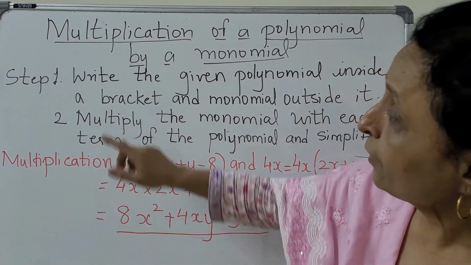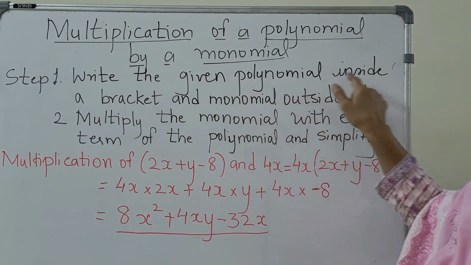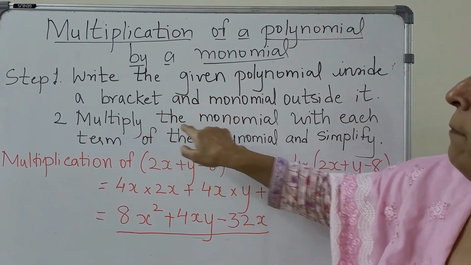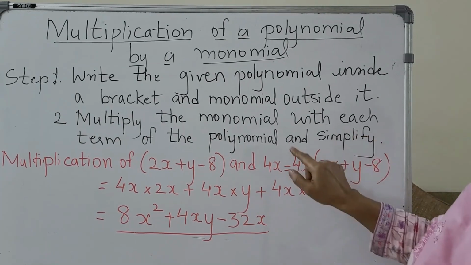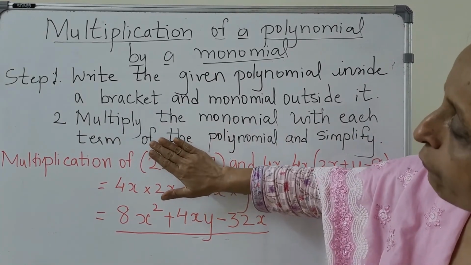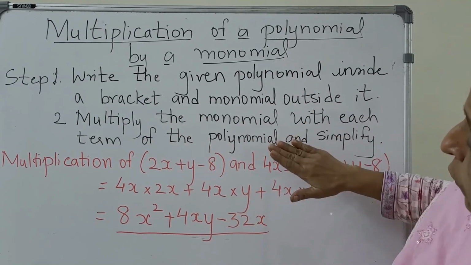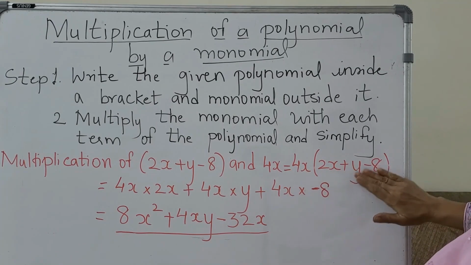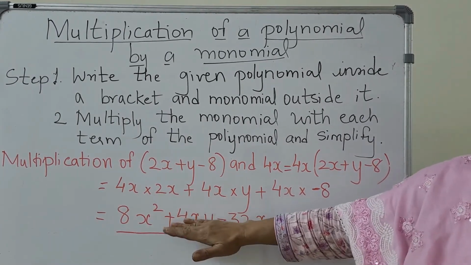So here you have to follow the steps: write the given polynomial inside the bracket and the monomial outside. Multiply the monomial with each term of the polynomial and simplify. So just be careful in writing the bracket correctly and the monomial outside, and slowly you multiply with each term and then simplify to get the answer.